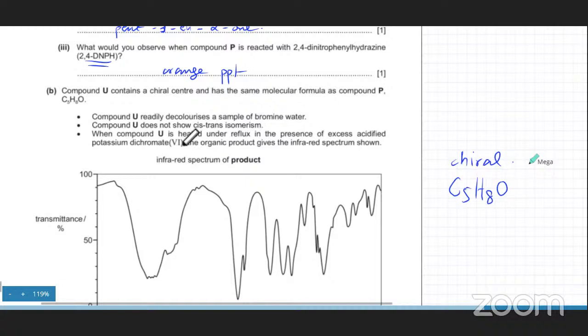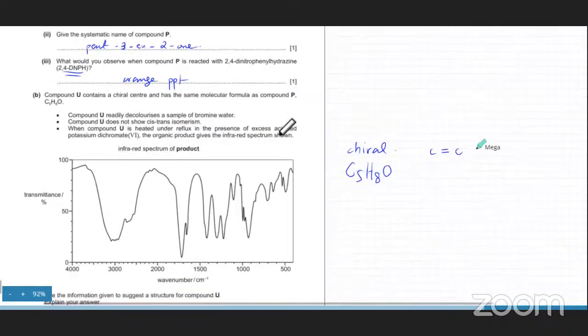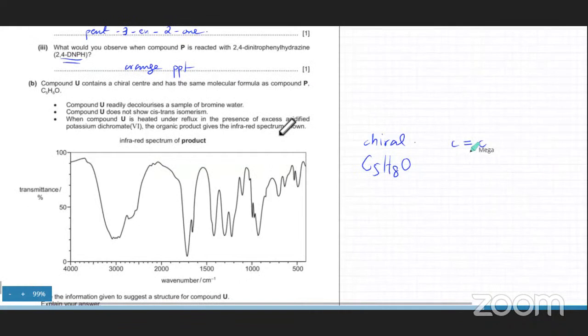Compound U readily decolorizes a sample of bromine water. What information do you get from this first statement? It's unsaturated. That means there's a carbon double bond carbon present as well. Compound U does not show cis-trans isomerism. So that means it's the type of double bond that doesn't have a cis and trans. No geometric isomers.